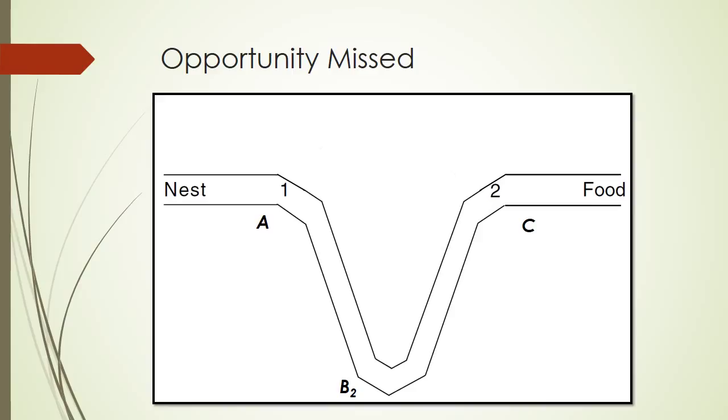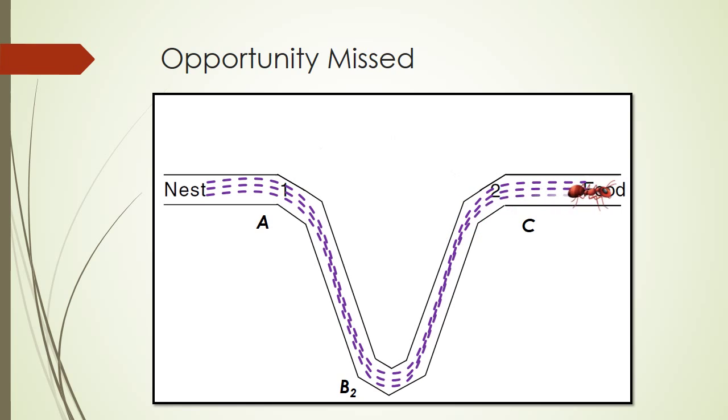So the ants enter from the nest, they travel to the food, and over this time they are strengthening the pheromone trail on this long path. They don't have another path to take, so if they want to get to the food, they have to keep going down this path. And every time they pass it, the pheromone trail gets stronger. And after a period of time, the short branch is reopened to them.